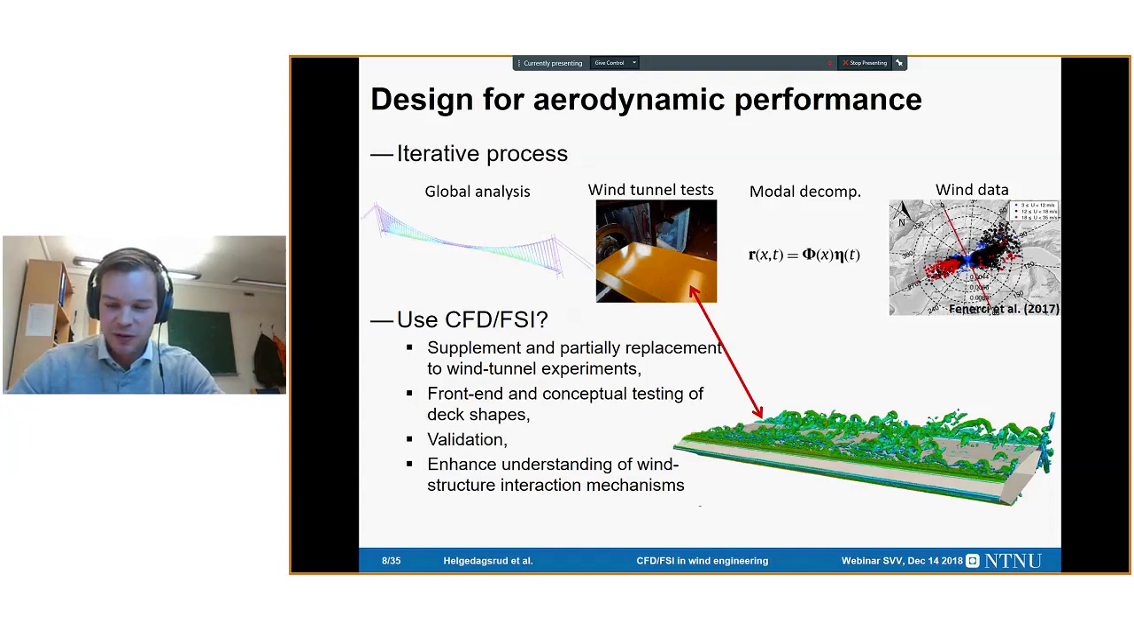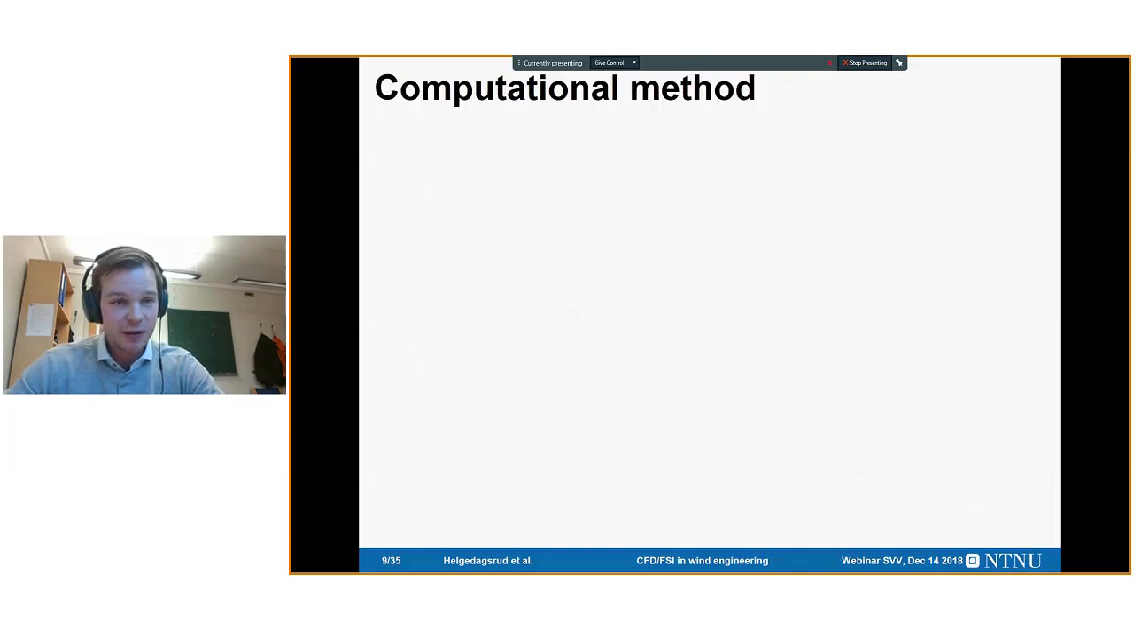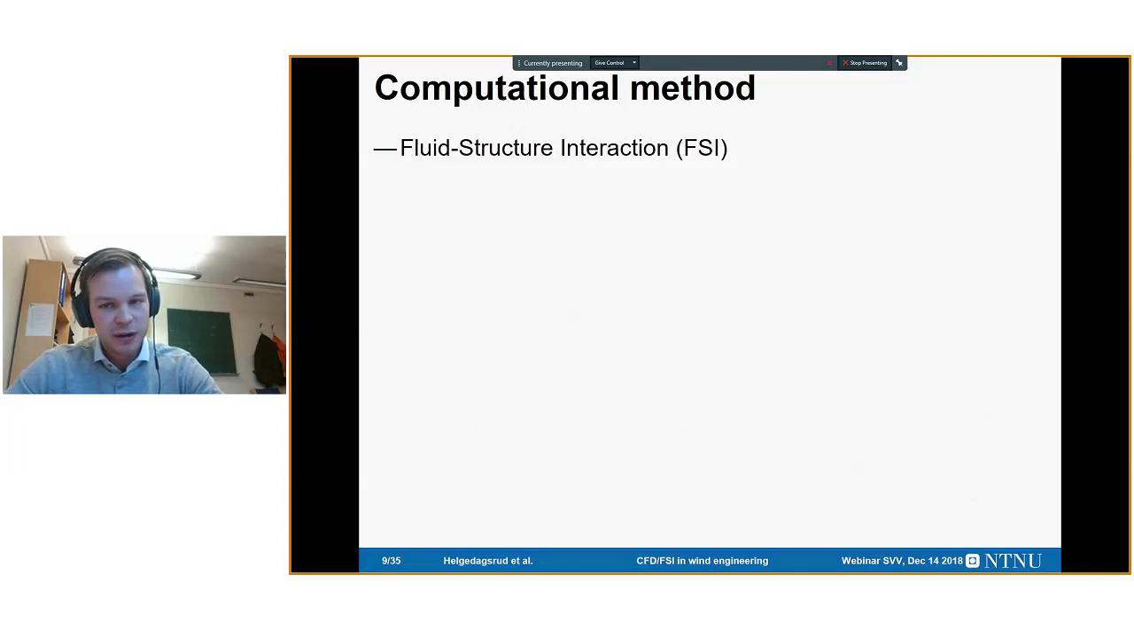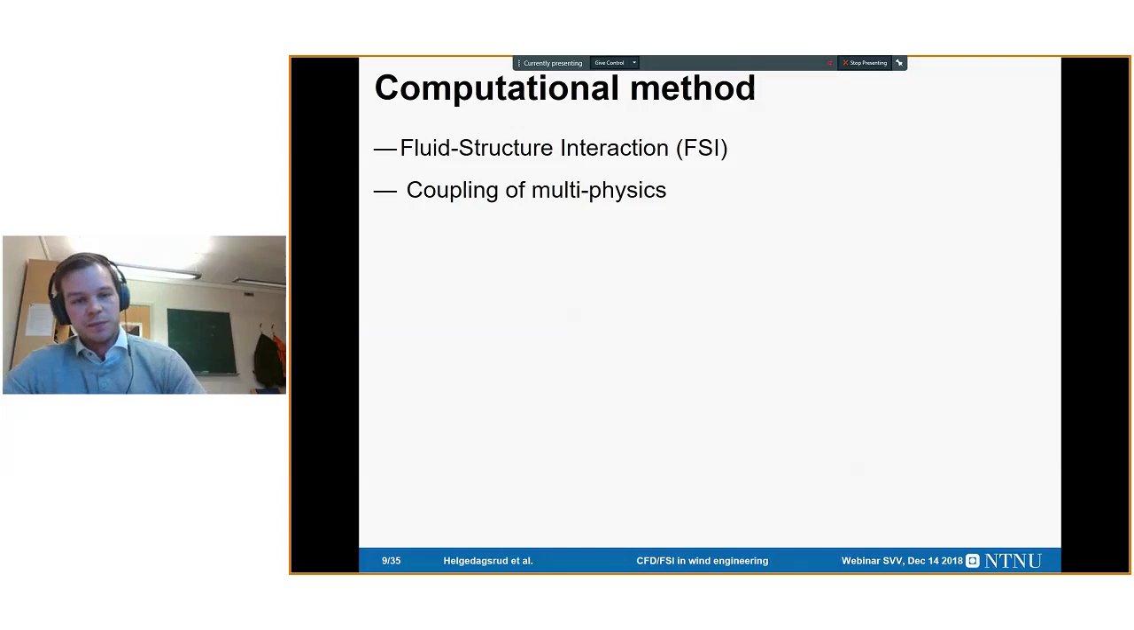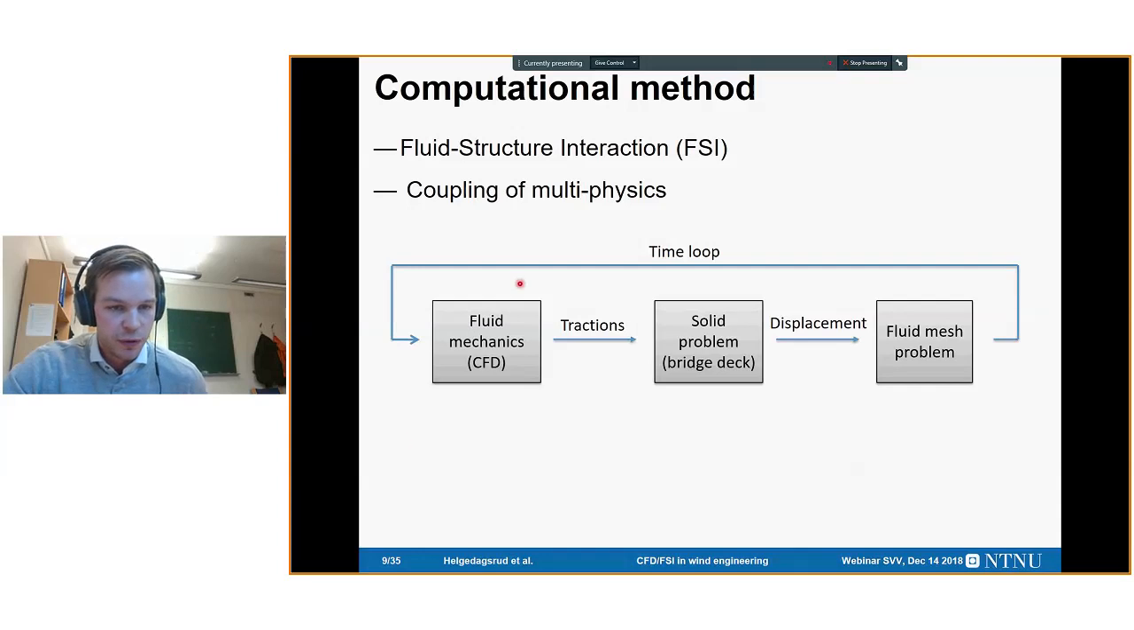So let's go to the computational method. I'll present an FSI framework, which is a coupling of different physics. And in our context, it's a coupling between the fluid mechanics and the structural mechanics, and some problem to conform the fluid mechanics to the motions of the structures. And these have some coupling between them. But let's start with the sub-problems.